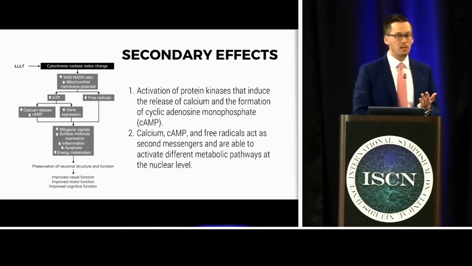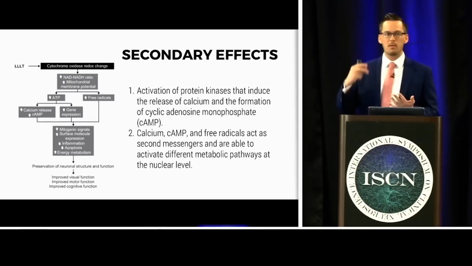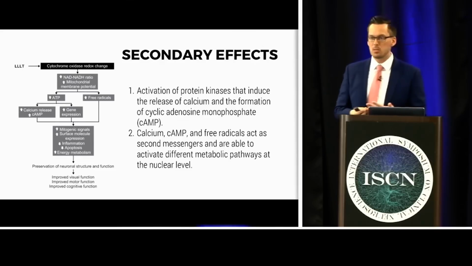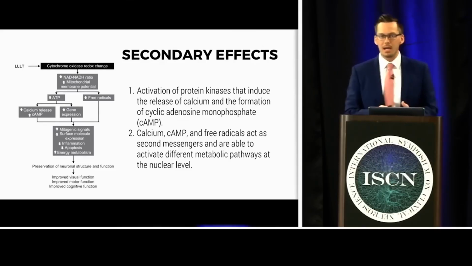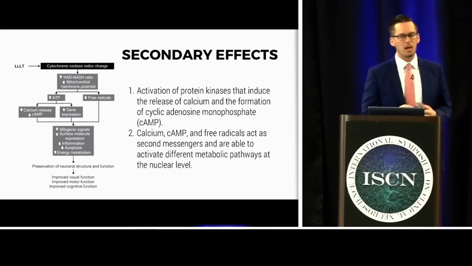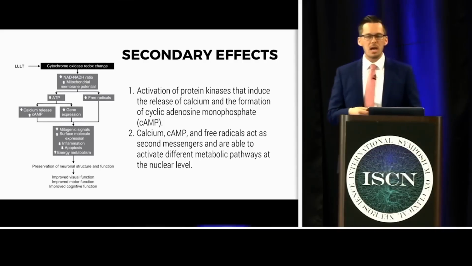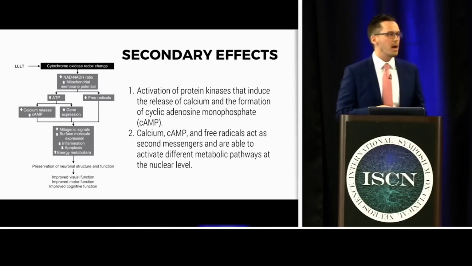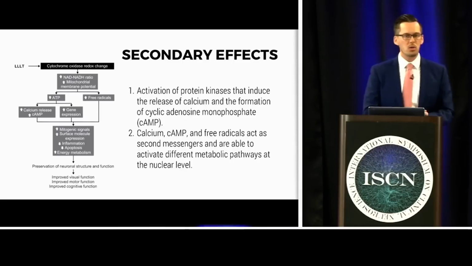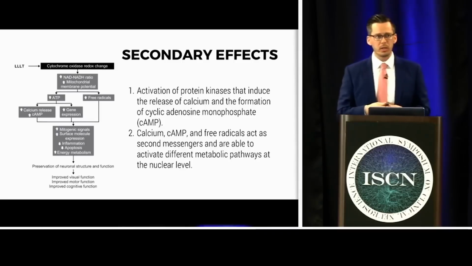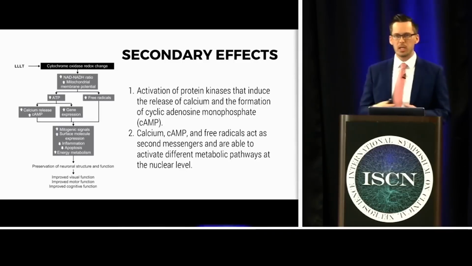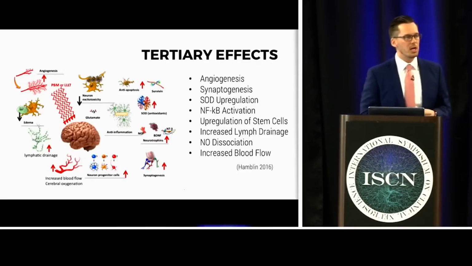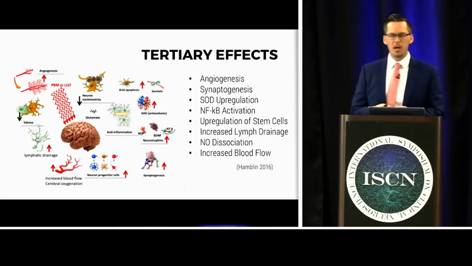Everything from immune activation with some of the reactive oxygen species. We start activating superoxide dismutase, which is a really strong antioxidant that promotes cellular health. But we also see that the secondary messengers activate different types of metabolic pathways, not on a mitochondrial layer, but on a nuclear layer, such as transcription, translation, and protein production for cellular health. But there's also tertiary effects of photobiomodulation.